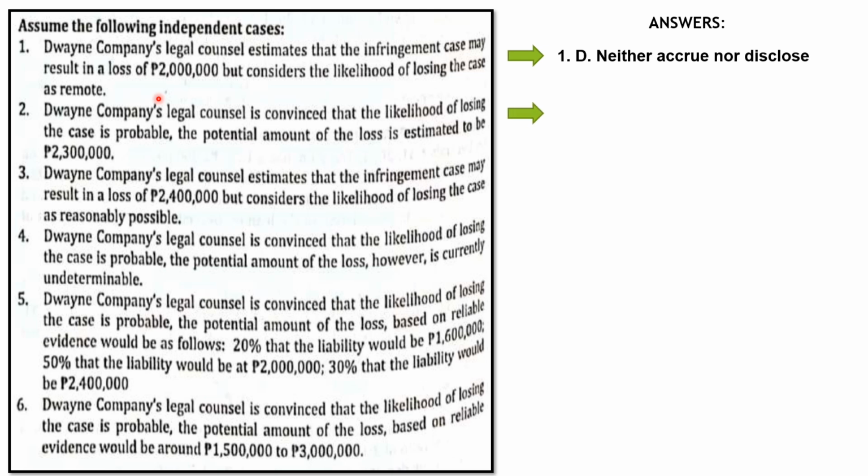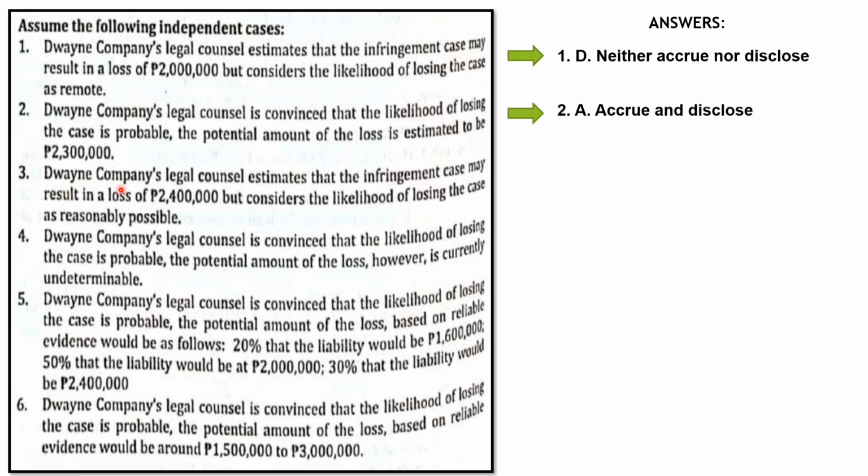Number 2. Dwayne Company's legal counsel is convinced that the likelihood of losing the case is probable. The potential amount of the loss is estimated to be 2,300,000 pesos. So this one is a provision. The entity should recognize the liability at 2.3 million and disclose it in the financial statement. It has a present obligation and the amount can be measured reliably. So if the loss is probable and the amount can be reasonably estimated, the company must accrue it and disclose it in the notes to the financial statement. So the answer is A. Accrue and disclose.